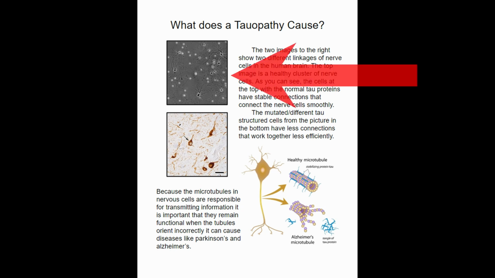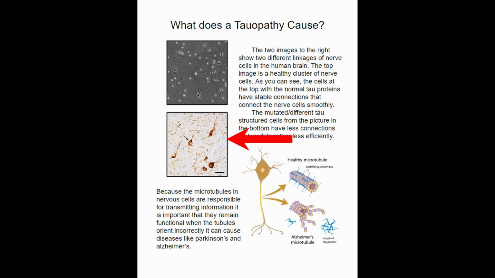This image that I have right here actually is healthy brain cells that are connected normally. It's not an exact microscopic image. It's been computer generated. This image at the bottom is brain cells under a microscope that have the mutated tau proteins, and as you can see, they're not nearly as connected, and they sometimes form clumps as opposed to having the straight line connections. And because these cells are responsible for relaying information through the microtubules, the mutated microtubules will actually cause issues in brain function, such as diseases like Alzheimer's and Parkinson's.